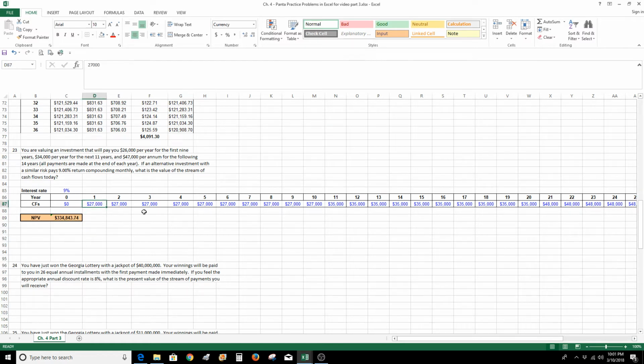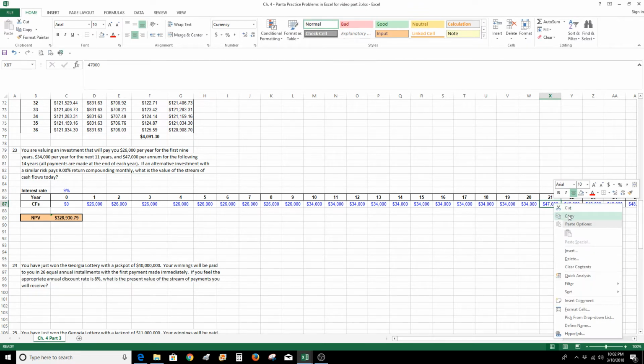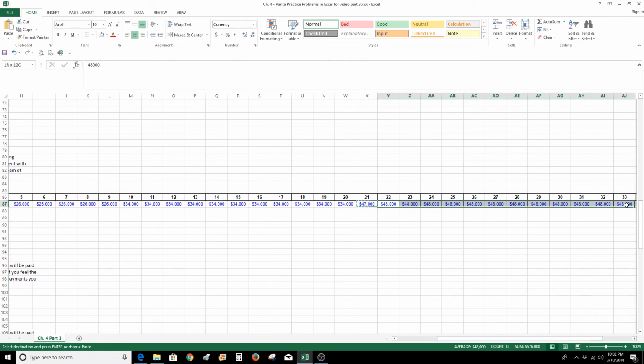Okay, so $26,000 per year for the first 9 years. Okay. $34,000 per year for the next 11 years. Okay, and then $47,000 per year for the next 14 years.